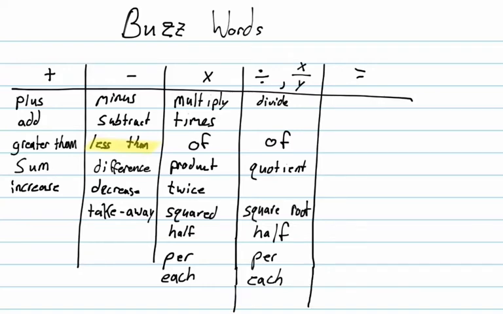Square root is a form of division, although you're not using those symbols. You're using the square root symbol. All right, on to the equal sign. So obviously equals. And then this is a big one. Is.